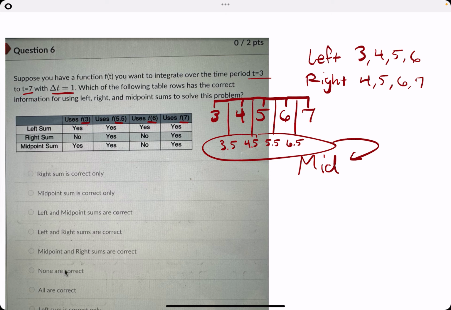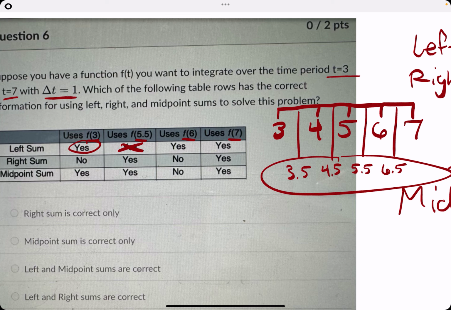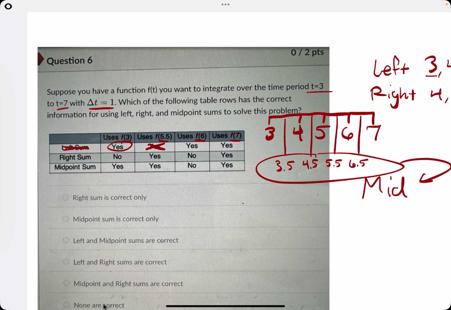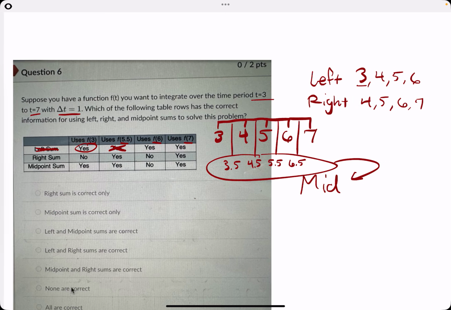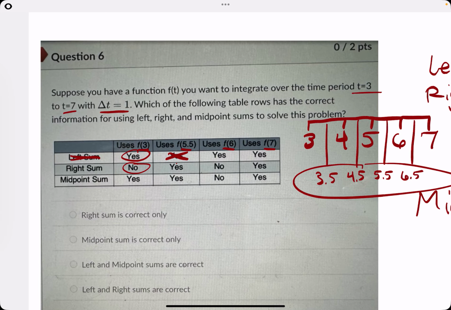Let's see. Left sum uses f of 3. Yep. Left sum uses f of 5.5. No, a left sum uses 5 and it uses 6. It does not use 5.5. So that's out. I'm going to say this row is out if one of the things is already out. Right sum uses f of 3. No, that is correct. Uses f of 5.5. It says yes, but that is wrong. The right sum only uses 4, 5, 6, and 7. It does not use 5.5, so that's out, which means this whole row is out.